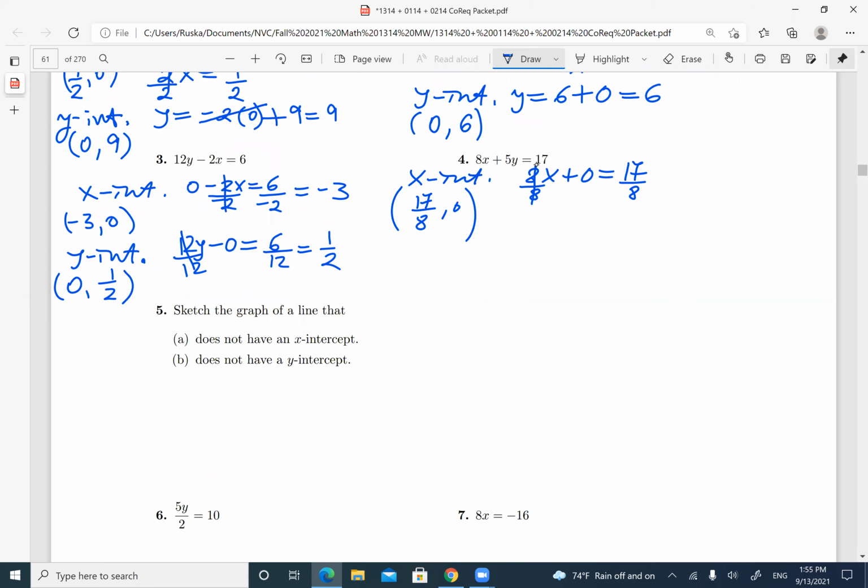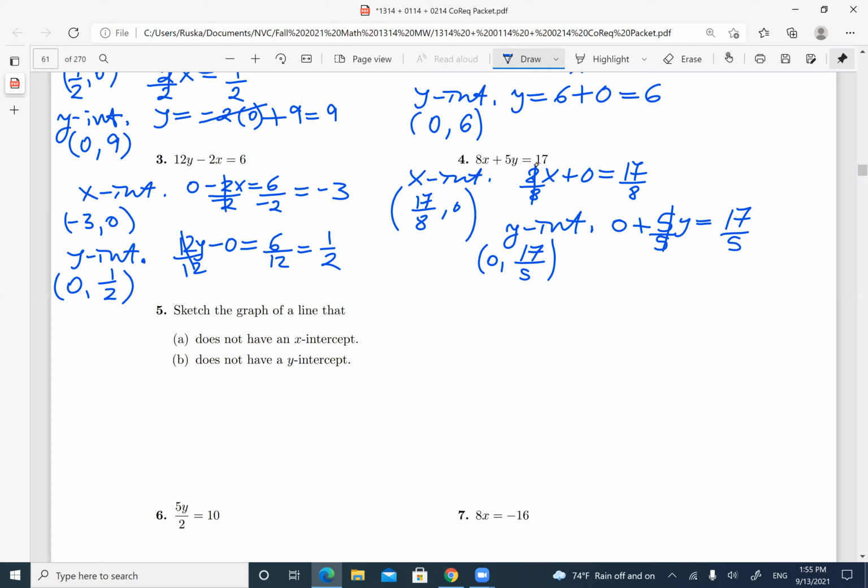And then the y-intercept, I'm going to put 0 for x. So 0 plus 5y equals 17, divided by 5. And that's it. So it's going to be 0, 17/5. Okay?